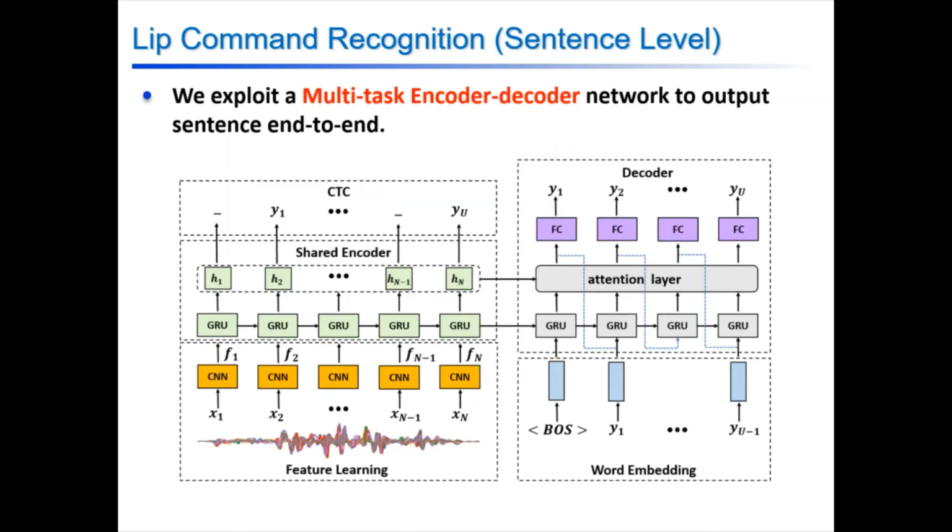In sentence level recognition, since it's hard to segment each word, we treat sentence level lip reading as a sequence modeling problem and adopt a multitask encoder-decoder network to directly map the acoustic signals into sentences in an end-to-end way. The encoder and decoder are both based on RNN with GRU units, and we apply a multitask learning strategy which combines sentence and attention together.